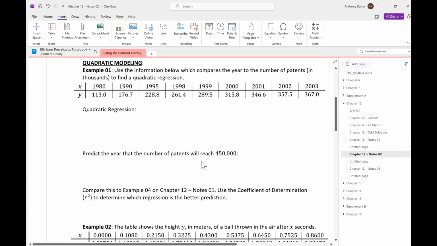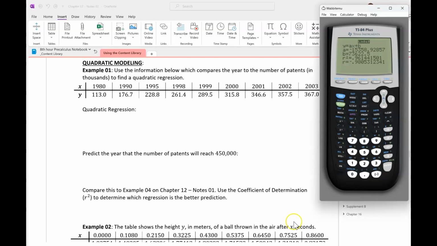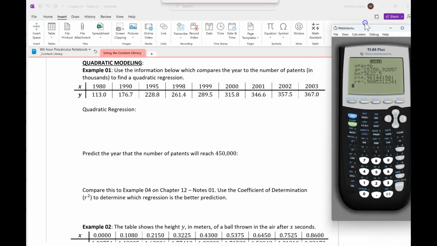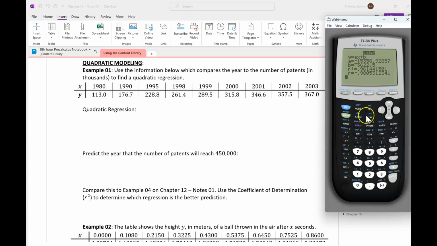Is that the entire thing? Try this one. Try this one. Yeah, this is it for chapter 12. We've seen all of chapter 12. This is it. Can you use your calculator?